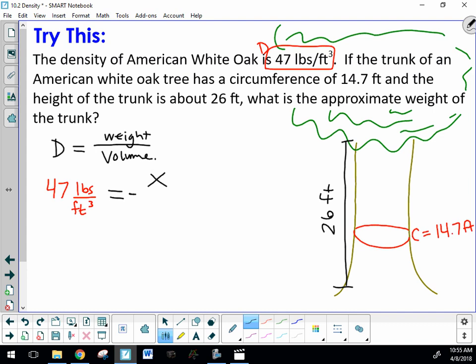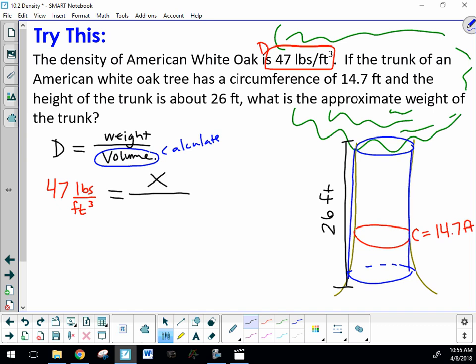The weight is what we're trying to calculate, and in order to use this equation, we have to calculate that volume. Now, if you think about a tree trunk, the shape of it is that it's a giant cylinder. We have the height of that cylinder. In order to calculate the volume of the cylinder, we need to know the radius. And when a tree is alive, it's quite difficult to measure that radius, but it's not so difficult to calculate the radius given the circumference. You can easily measure that circumference.